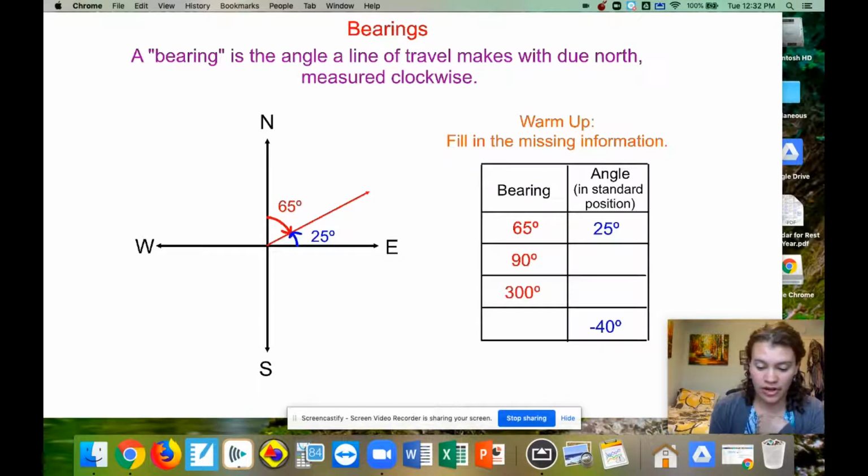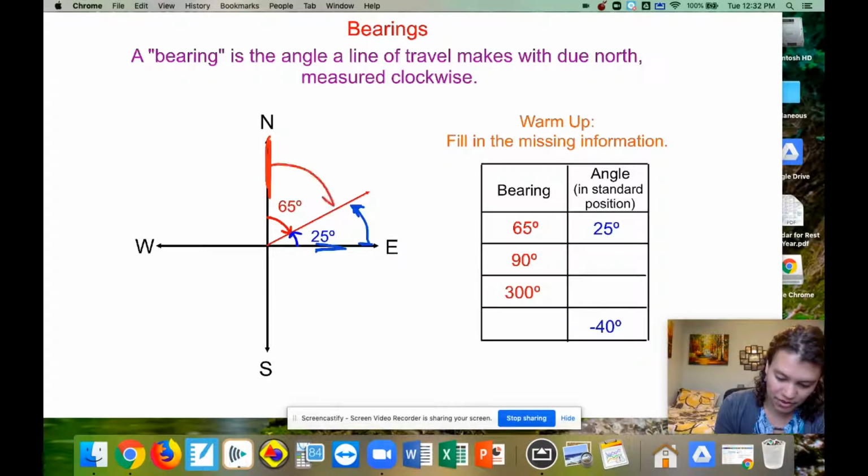So your standard angle would be the blue 25 right here. You're coming from the x-axis and going counterclockwise. A bearing comes from north because it makes more sense to think about going straight and then veering off from that versus coming from the x-axis. So a bearing comes from north and goes clockwise. So here, our first example, your standard angle is 25, your bearing is 65.